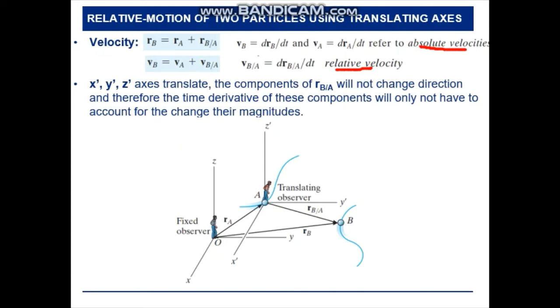So for the x prime, y prime, z prime axes translating, the components of RB versus A will not change direction, and therefore the time derivative of these components only has to account for the change in their magnitudes. So it's obvious that it's not going to change its magnitude.